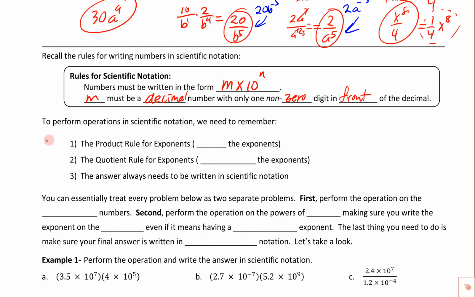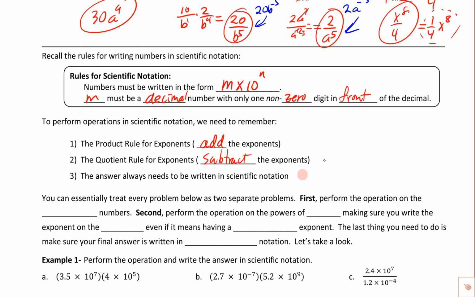Okay, so to perform operations in scientific notation, we just need to remember a couple of things. It might sound like, oh my gosh, scientific notation was hard enough, let alone doing operations, but it's actually not too bad. So we just need to remember these rules. The product rule for exponents, remember we add the exponents when we're multiplying. Quotient rule for exponents, we subtract the exponents when we're dividing. And the answer always needs to be written in scientific notation. So that's this stuff up here.